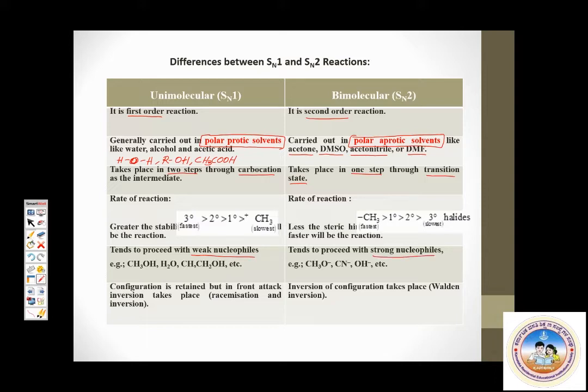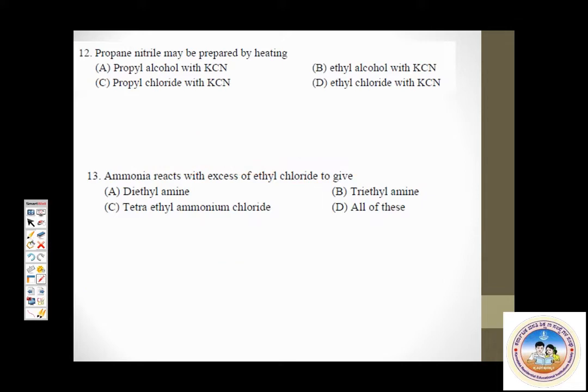Okay. Now, regarding this last point, I'll come back to it again. This is related to stereochemistry, the last point. I'll come back to that next. Okay. Now let us try to answer some questions related to nucleophilic substitution reactions of haloalkanes.